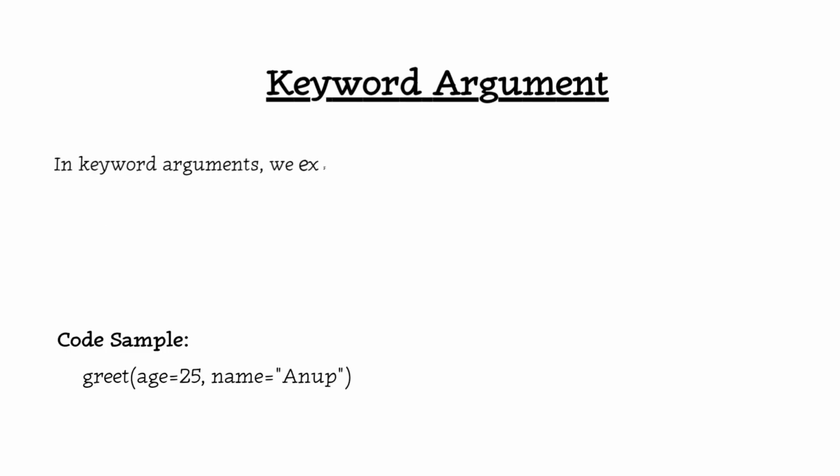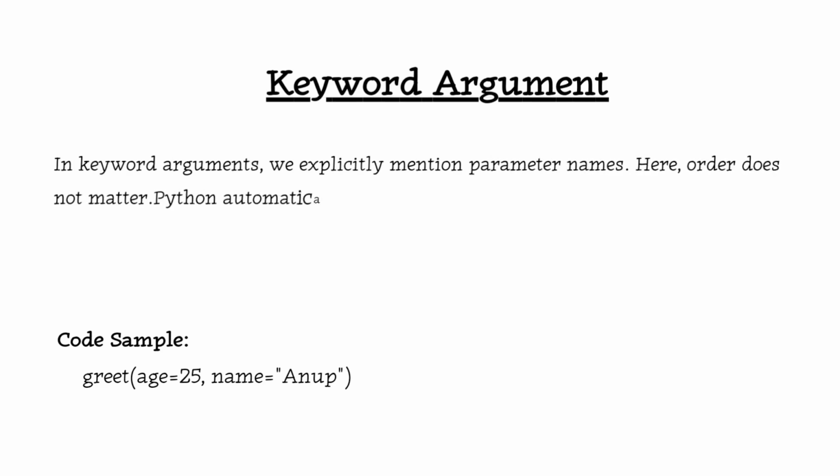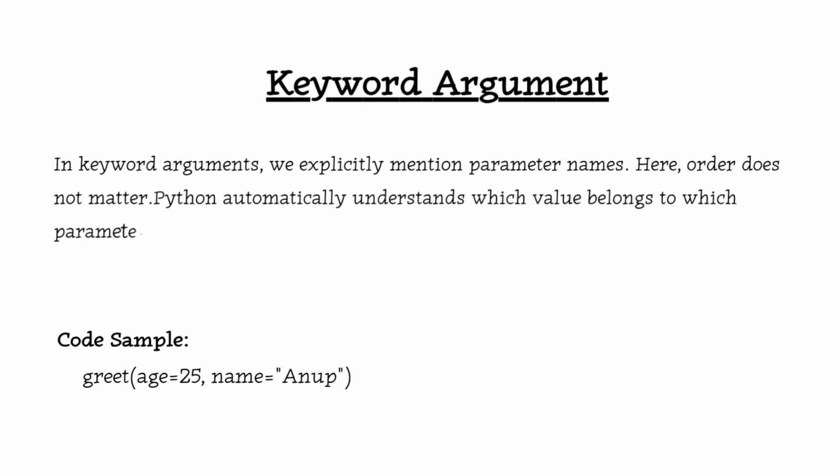Let's right now talk about another important type of function argument, that is keyword argument. In keyword argument, we explicitly mention parameter names. Here, order does not matter. Python automatically understands which value belongs to which parameter. This makes the code more readable and safe. And from the same overview point of view, I have shown a small code snippet over the screen. In the later stage, I will explain it in a detailed practical approach as well.